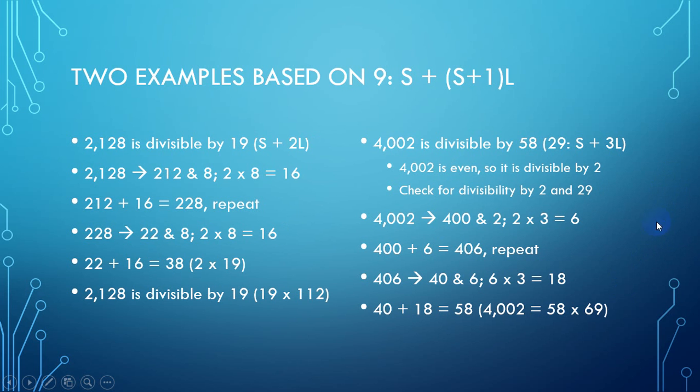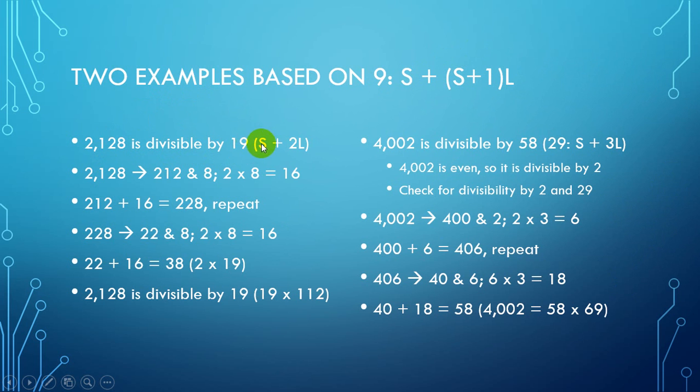So now finally, the 9s. And that is simply s, and then you take one more than the stem. That's what you're doing to the leaf. You're multiplying it by that, and then you're adding again, just like you did with 3. So, is 2,128 divisible by 19?